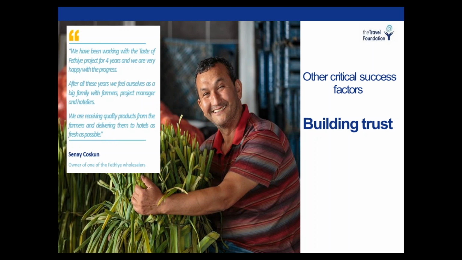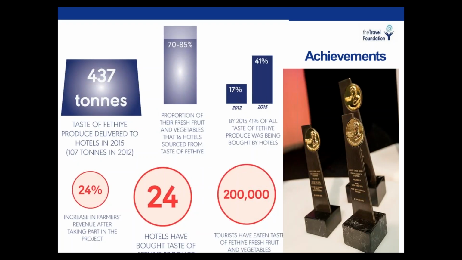And finally, the farmers needed to be able to trust the wholesaler. The wholesaler needed to buy their produce and pay them on time for it. So all of these stakeholders were interdependent and needed to rely on each other for the Taste of Feta initiative to be a success. And if any of these links are broken, then the project will fail. Next slide, please.